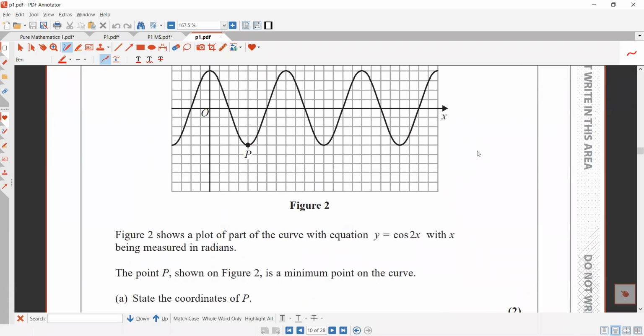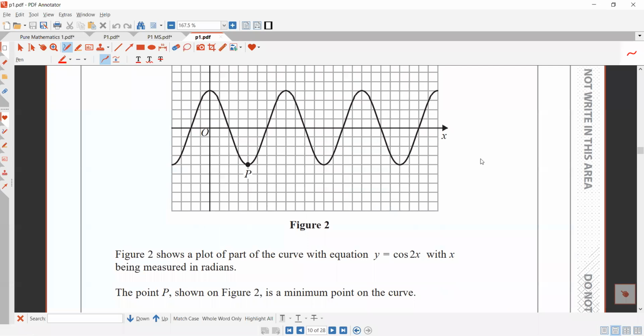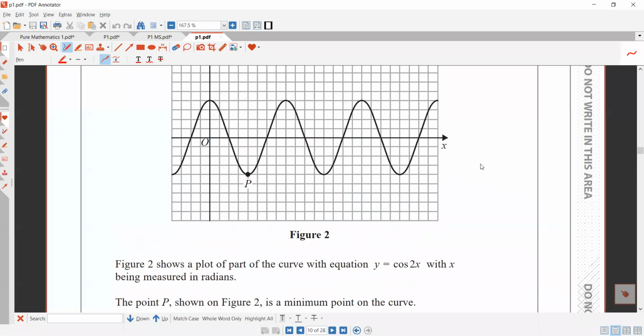Okay, now they say figure 2 shows a plot of part of the curve with equation y is equal to cos 2x, with x being measured in radians. The point P shown on figure 2 is a minimum point on the curve. Okay, state the coordinates of P.